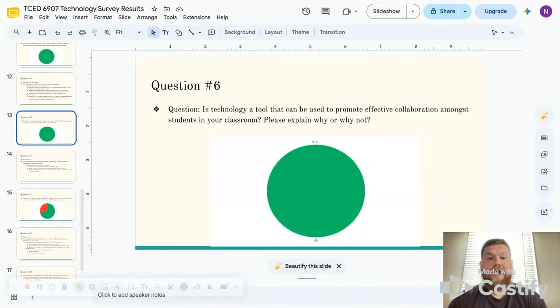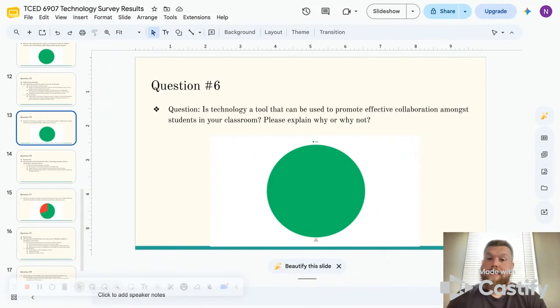Question number 6 looks at another critical 21st century skill that students must master in the classroom and translate to the work environment, which is collaboration. The question on this topic: is technology a tool that can be used to promote effective collaboration among students in your classroom? Please explain why or why not.